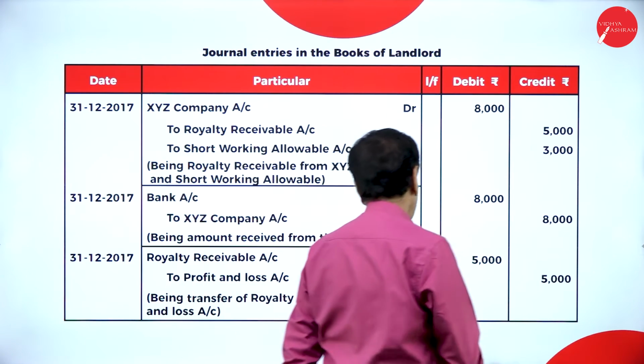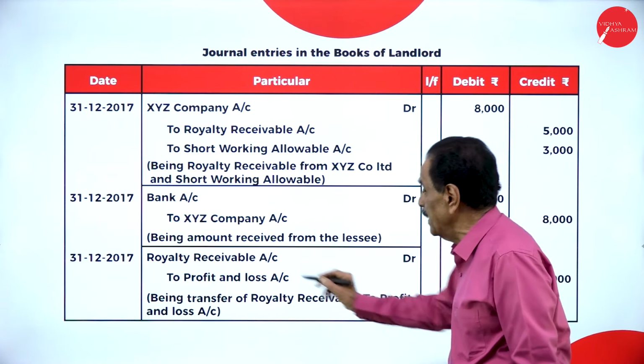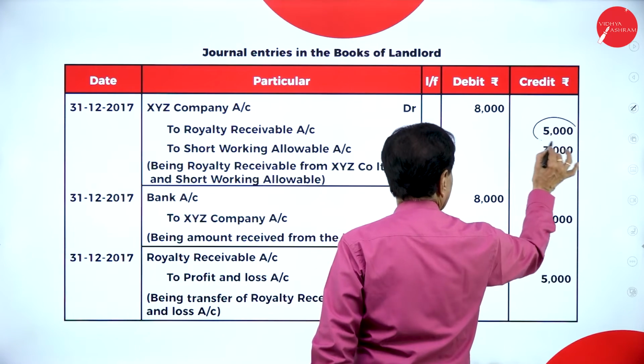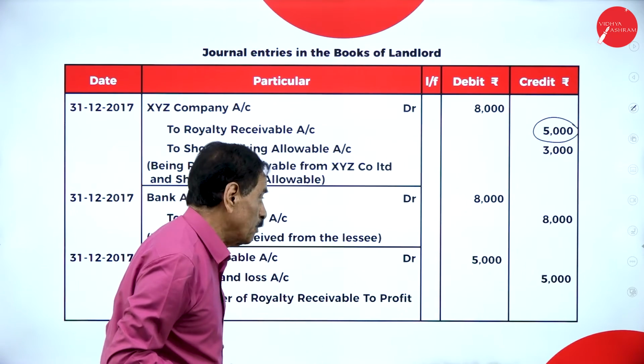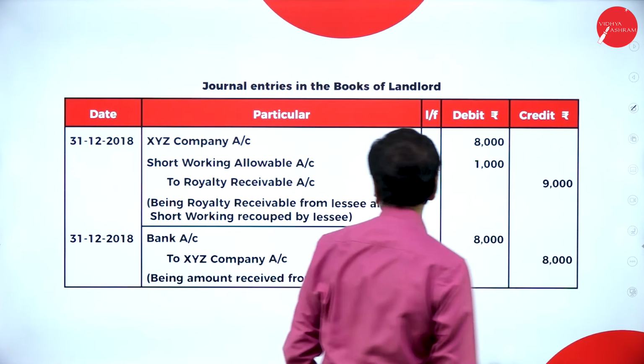Now come back, he received 8,000. Bank account debit to XYZ company being the amount received. So what's your royalty receivable? 5,000. Royalty receivable to profit and loss account or production account. We'll move on to the next one.